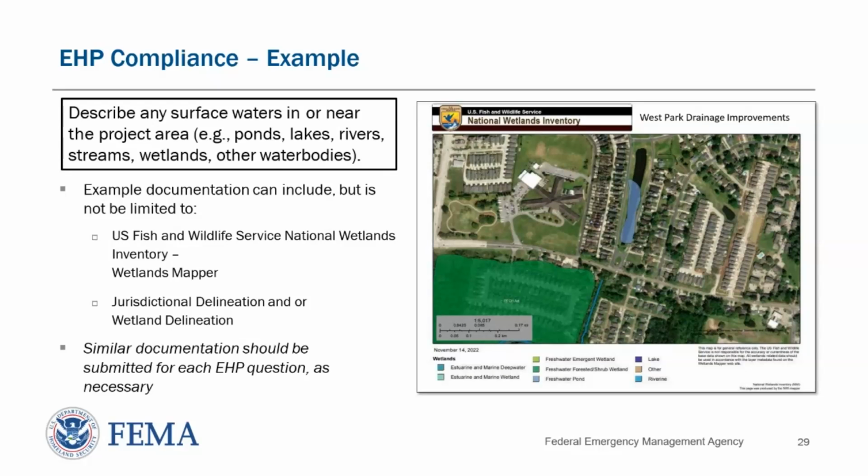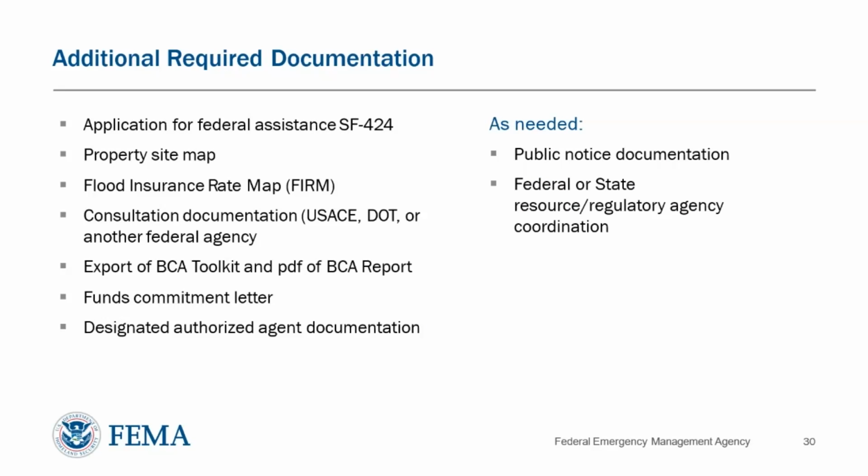One of the environmental and historic preservation requirements is to show whether the project is near any surface waters, including wetlands. To demonstrate this, a map of the nearby wetlands and surface waters has been provided through the U.S. Fish and Wildlife Service's National Wetlands Inventory, which shows that the project is near but not affecting the wetlands. Other examples of EHP documentation may include jurisdictional delineation and/or wetland delineation. In addition, other forms, property site maps, flood insurance rate maps, or FIRMettes, and consultation documentation should be included. BCA documentation and maps should be included as available.